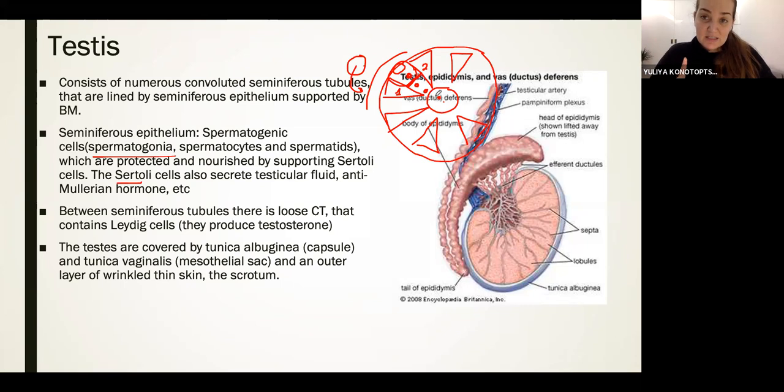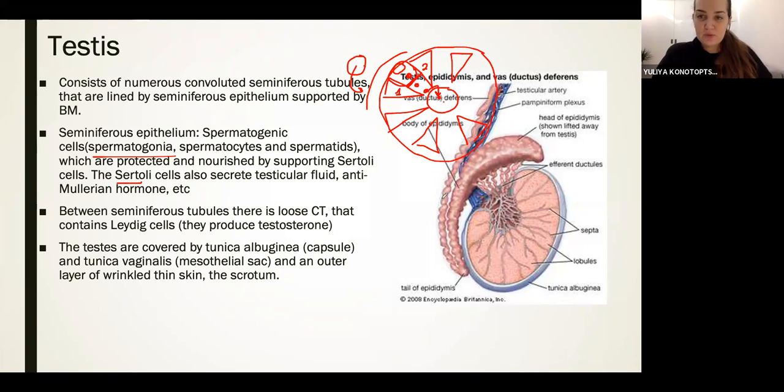Okay, last step of spermatogenesis, where spermatid matures to become spermatozoa, is also known as spermiogenesis. So don't forget that spermiogenesis is the last step of spermatogenesis. It's literally where spermatid matures to become spermatozoa.